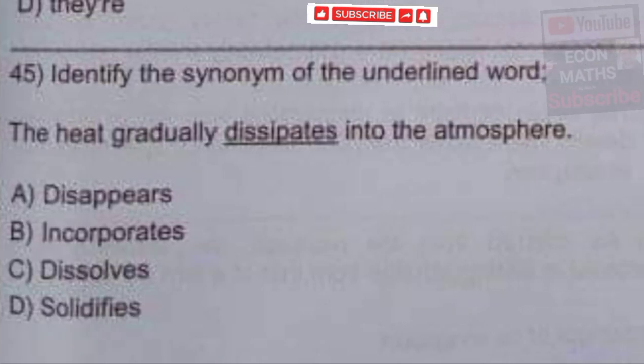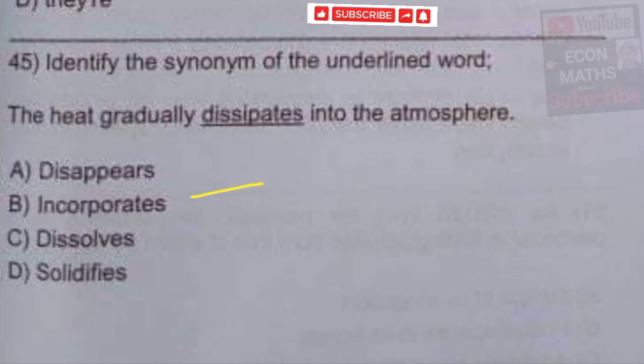Next question that was asked is, identify the synonym of the underlined word. The sentence is, the heat gradually dissipates into the atmosphere. So by dissipate we mean disappear. So I guess the first option is correct. Next question is, identify the synonym of the underlined word. Okay, this is the same question.